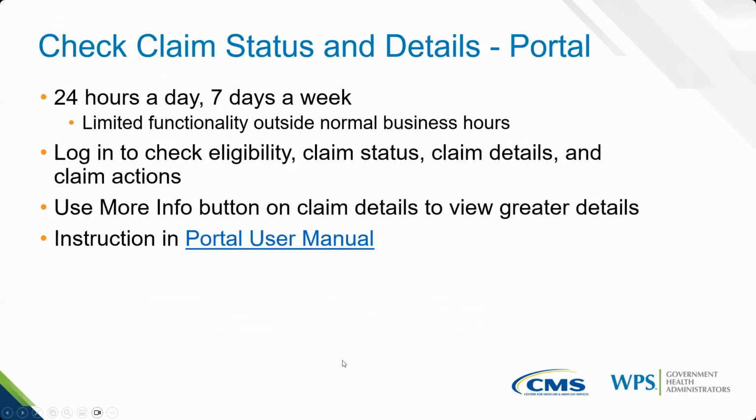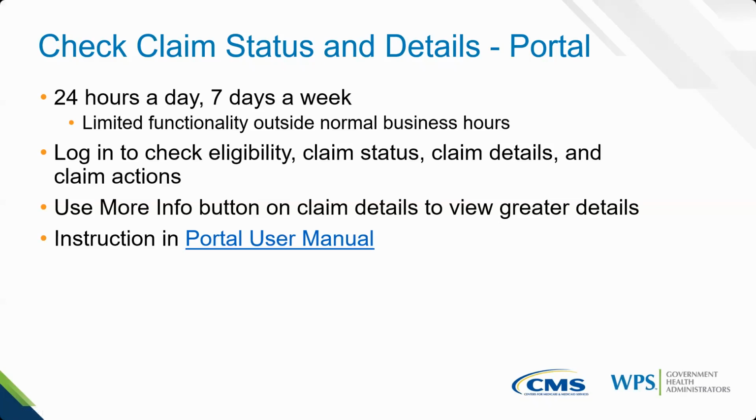Similarly, you can use the transactional portal to check eligibility, claim status, claim details, and claim actions. The one great thing about this tool, folks, for those of you that have never used it or maybe those that haven't noticed this, when you're looking up claim details, and remember, instructions and illustrations are all included in our portal user manual, you can look at a claim line by line. And if you have a claim line that denied, there's a more info button. I believe it's blue, at least it's blue right now. That could change. We are revising that tool for you.